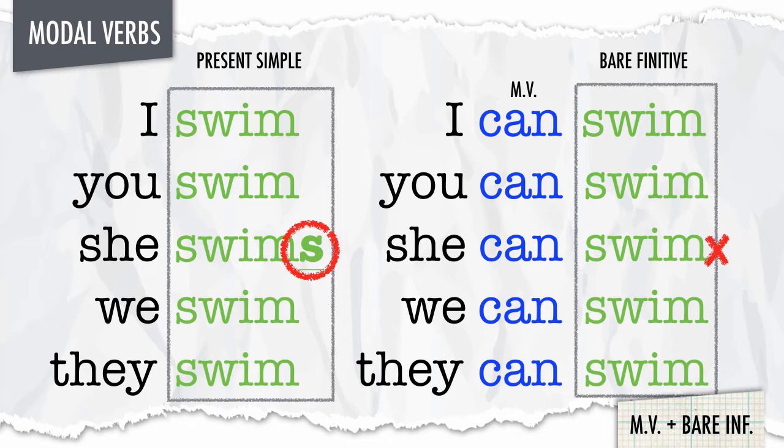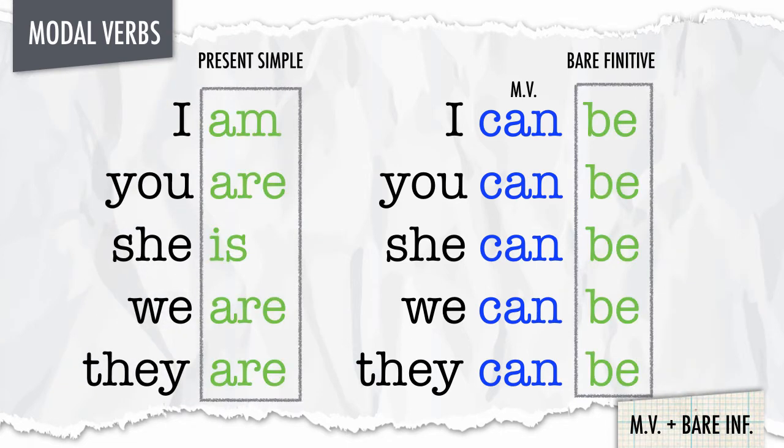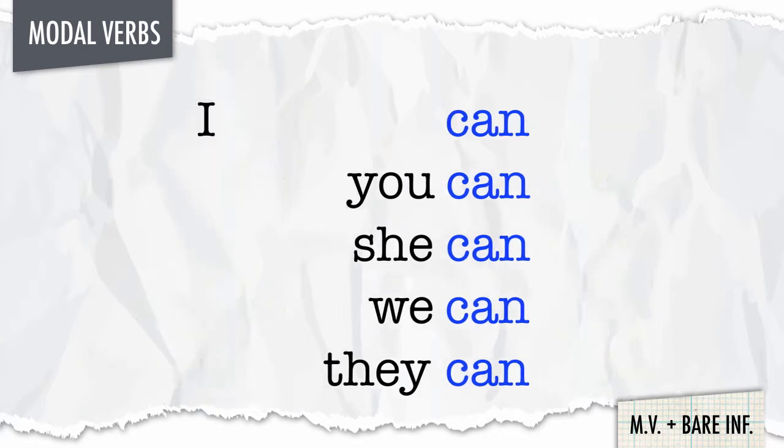Although I swim and I can swim appear to use the same version of the verb, the first one is a present simple, and the second, with the modal verb can, is the bare infinitive. It's always helpful to illustrate this to your students with the verb be so they can see the difference.